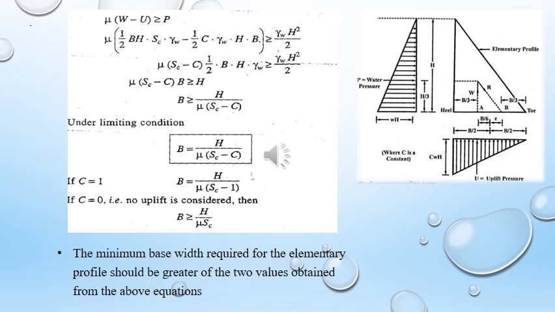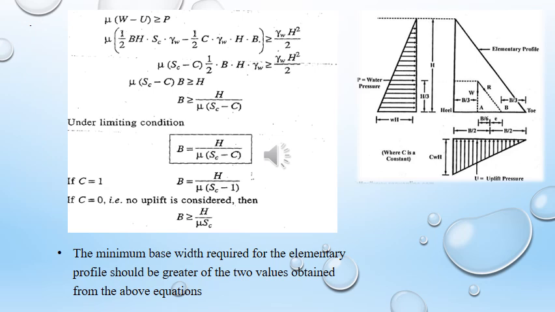So, B is equal to H upon mu (SC minus 1), and if there is no uplift pressure, meaning there is no water on the upstream side, then the value of C is equal to 0, and it comes out that B should be more than or equal to H upon mu into SC.